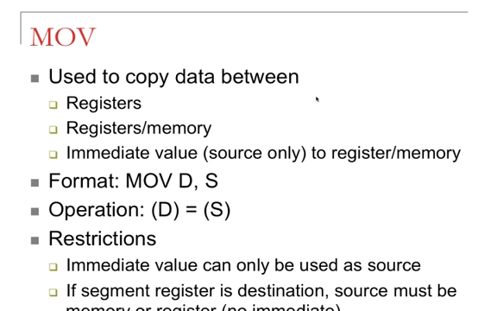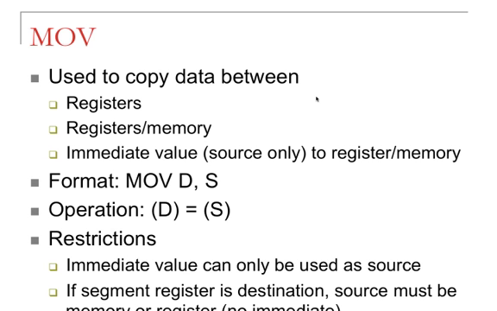Let's start with the move instruction, MOV. MOV is used to copy data between registers, or between registers and memory, or copy an immediate value to a register or memory. And for the third case, because the immediate value is actually just a number, and the number is encoded in the instruction itself, there's no storage space. So the immediate value can only be used as a source operand. So it's going to copy the value to a register or to a memory location.